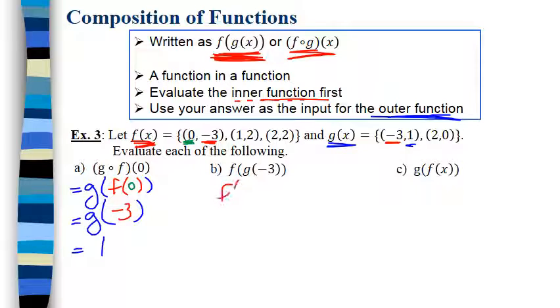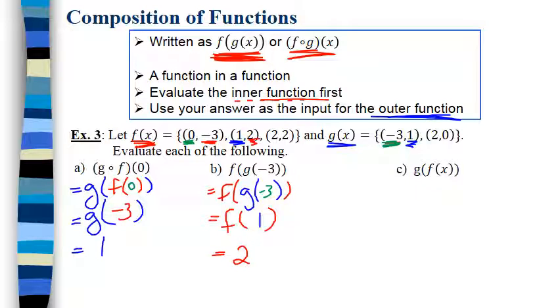So if we do the f of g of negative 3, that tells us to take negative 3 and put it in the g function first. And when we put that in, we get 1 out. So g of negative 3 is 1. And we put that into the f function. And so when we put 1 into the f function, we get a 2 out. So that means f of g of negative 3 is 2.